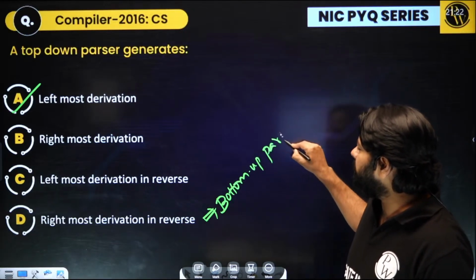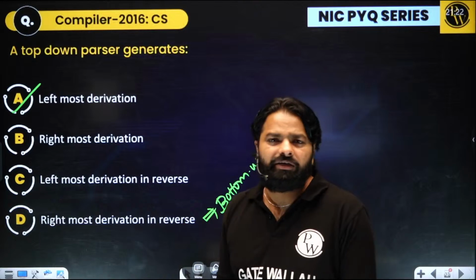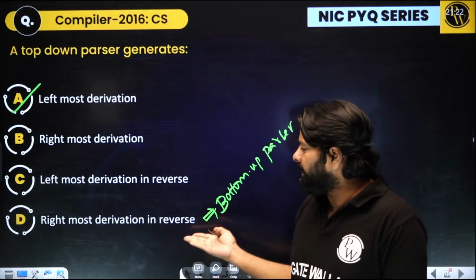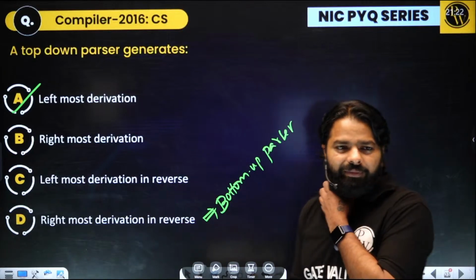This is also possible in the GATE question, in the NIC question directly. Such questions are copied from GATE, and even in GATE these questions were there already. Very easy.